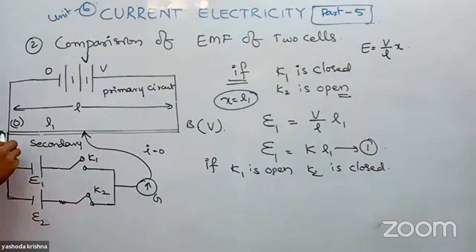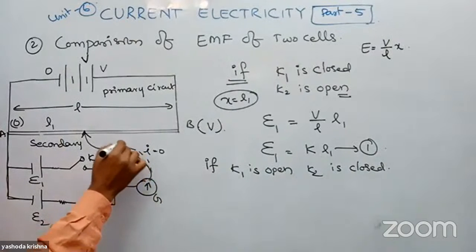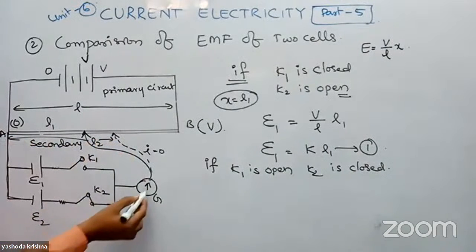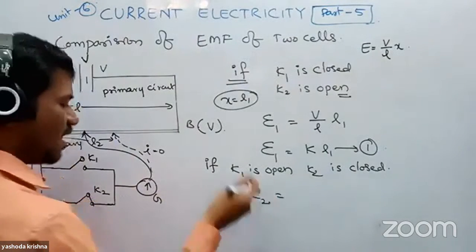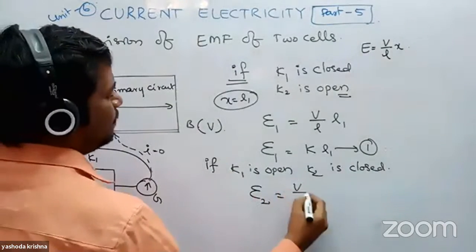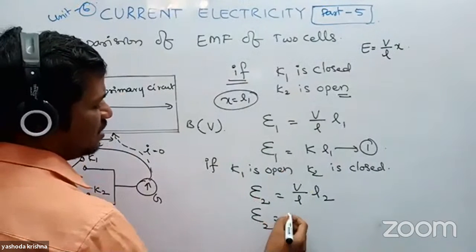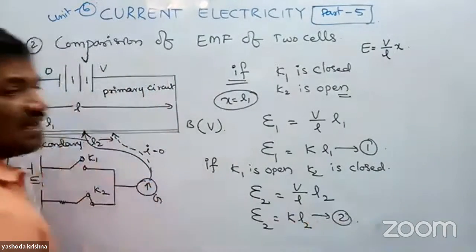Jockey J travels from A to B. Then for L2 distance, the galvanometer indicates zero deflection, null deflection. Then epsilon 2, or E2, is equal to V by L into L2, that is, E2 is equal to K into L2. This is the second equation.